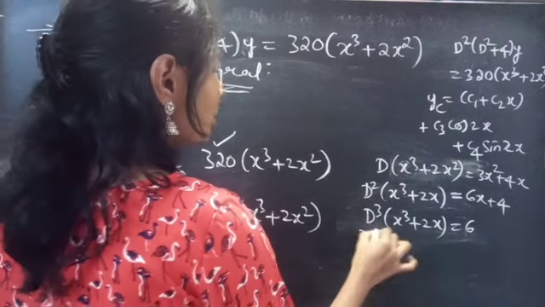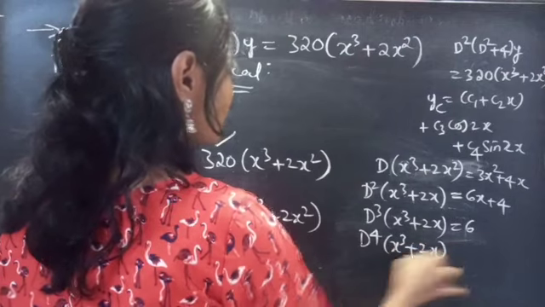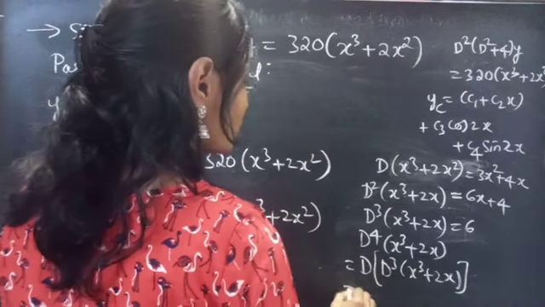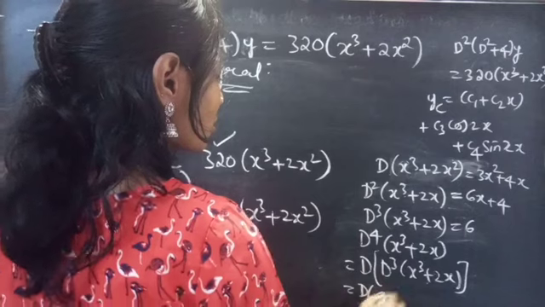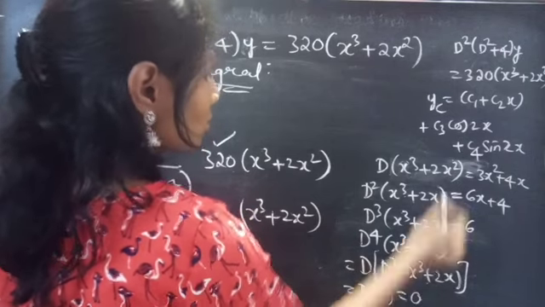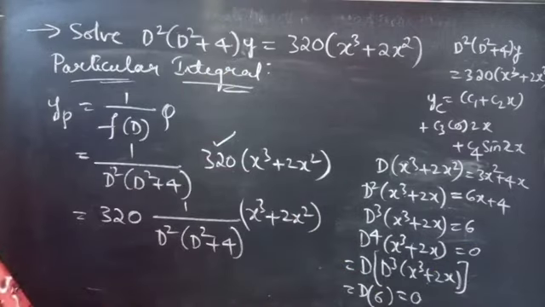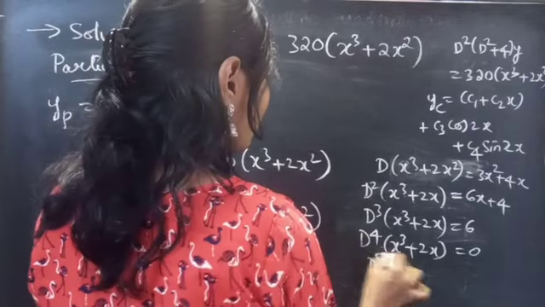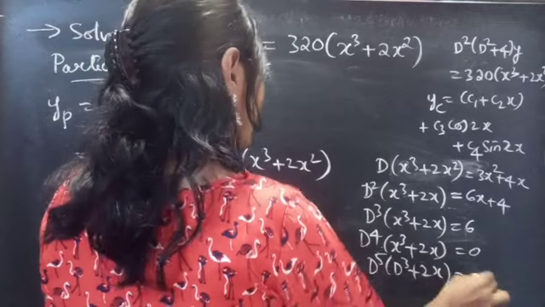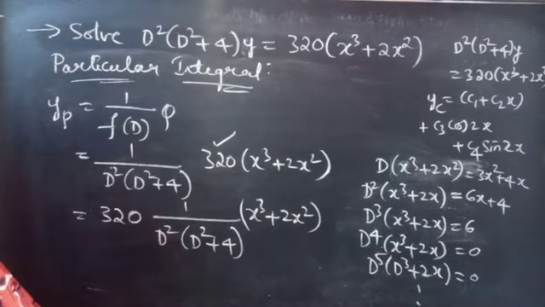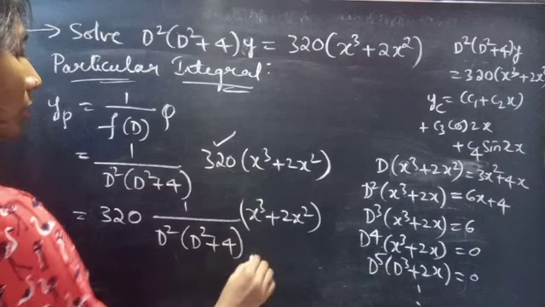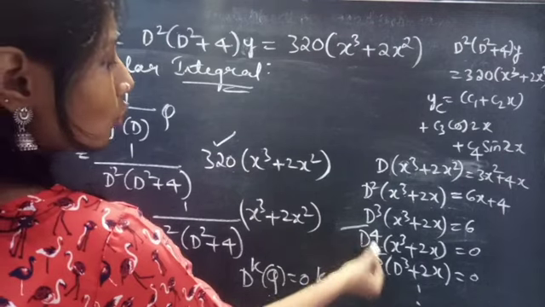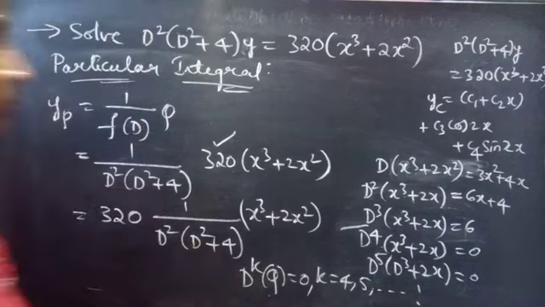Now let's find d power 4 of q. This is the derivative of d cube of q, which is 6, and we know the derivative of a constant with respect to x is 0, right? So higher powers from 4 are 0, which means d power 5 of q, d power 6 of q, and so on are 0. In general, you can write d power k of q is 0 for k equals 4, 5 and so on. Right?